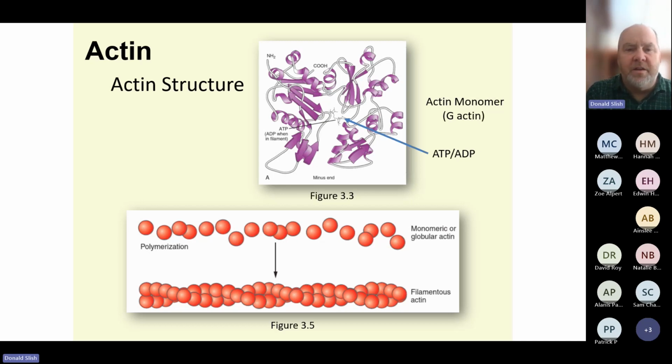But anyway, this actin monomer will bind ATP and then polymerize. And after it polymerizes, it'll hydrolyze that to ADP. And then this structure can fall apart if it's not stabilized somehow. So we'll talk about proteins that stabilize this. But the bottom line is that you need ATP to polymerize this. Once it's polymerized, it will be more or less stable.